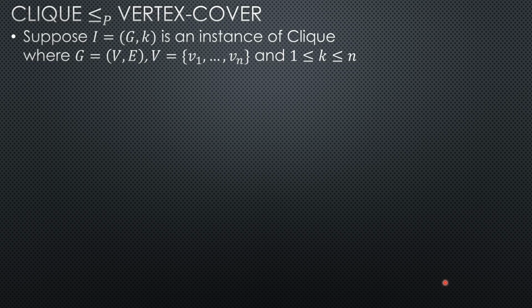Suppose I is an input to the Clique problem. So there's a graph and a k. The graph is going to have some vertices, v1 to vn, and edges. And k, the size of the clique we're looking for, is going to be between 1 and n. So we're looking for a k-clique. Suppose I is an instance of the clique problem with input G comma k.